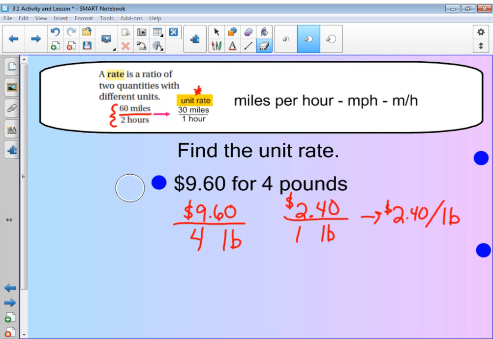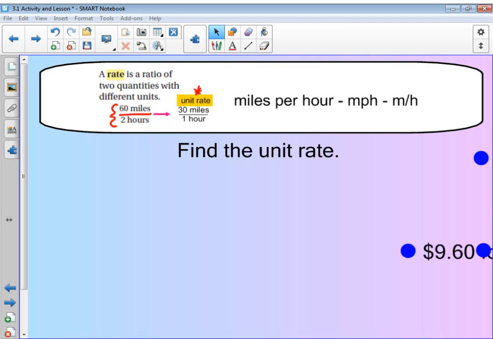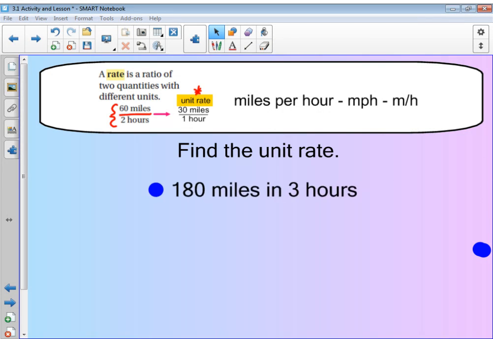All right, so let's have you guys try one on your own. So here we have 180 miles in 3 hours. So you can pause your video and work your way through this one and get it down to its unit rate.